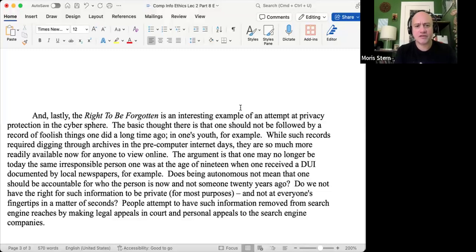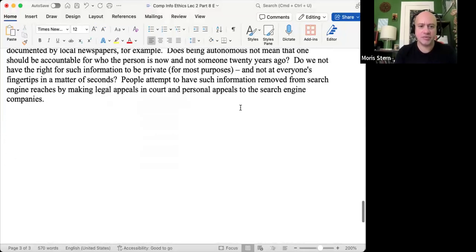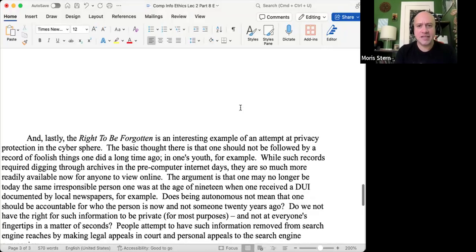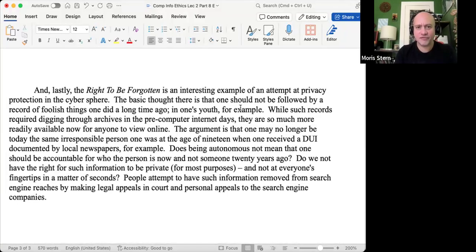We do have the right for such information to be private for most purposes, and not at everyone's fingertips in a matter of seconds. People attempt to have such information removed from search engine reaches by making legal appeals in court and personal appeals to the search engine companies. Not very successful appeals, unfortunately, but it is an interesting example of privacy on the web for us to think about.